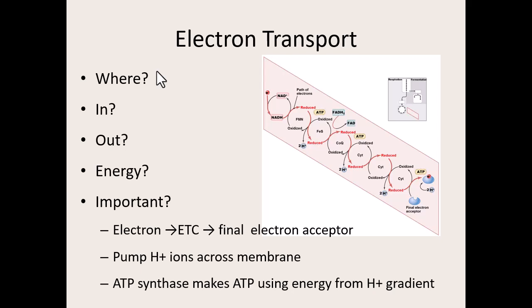Electron transport chain. I'm going to fill some of this in because I don't know if I'm able to draw it all out. So where does the electron transport chain occur? Again, this is going to depend on the organism. If it is a eukaryotic organism, this happens on the inner membrane of the mitochondria.